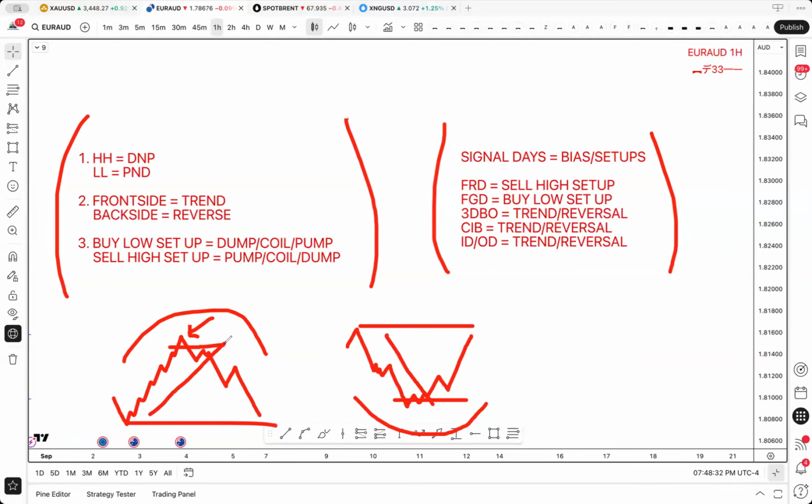So we're looking for the house, we're looking for the mansion. It's a pattern that we're looking for. So it's not just random price action or just engulfments, just this, just that. We're looking for very specific behaviors of price, very specific patterns.